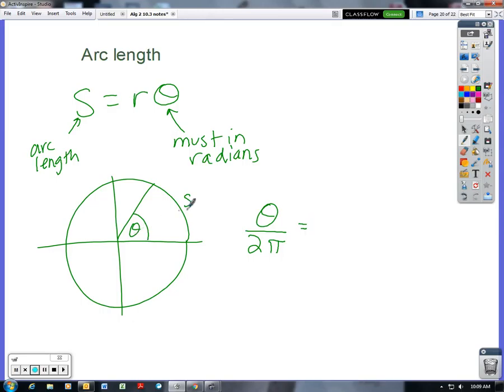So this theta is associated with the arc length of S, and then the 2 pi is associated with the entire circumference, which would be 2 pi r, because the circumference of a circle is 2 pi r. Now the 2 pi's will cancel out, and I'm going to multiply both sides by r, and look at this, those will cancel. S equals r theta. And you can see I used radians here, I used 2 pi, that's why this theta has to be in radians.